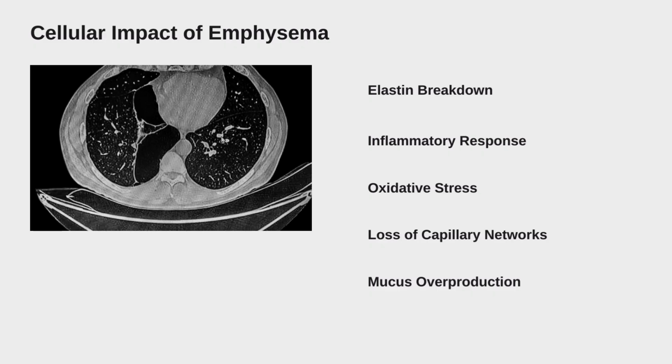Loss of capillary networks. Damage to the alveoli also causes damage to the blood supply, or capillaries, surrounding the alveoli. This ultimately interrupts the gas exchange. And then mucus overproduction. All these causes mentioned above increase the mucus production, which ultimately obstructs the airway.